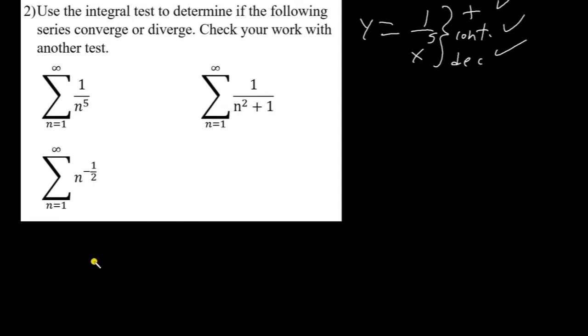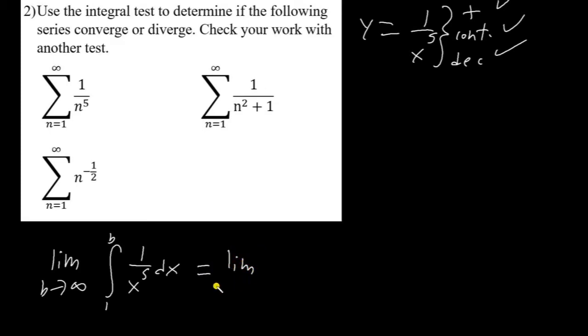Remember what the integral test says. If we can apply it, we take the limit as b approaches infinity of the integral from 1 to b of the stuff inside. In this case, it's 1 over x to the 5th dx. And whatever this does, our sum will do the same. If our integral diverges, so will the sum. If it converges, so will the sum. So we need to work on evaluating this improper integral.